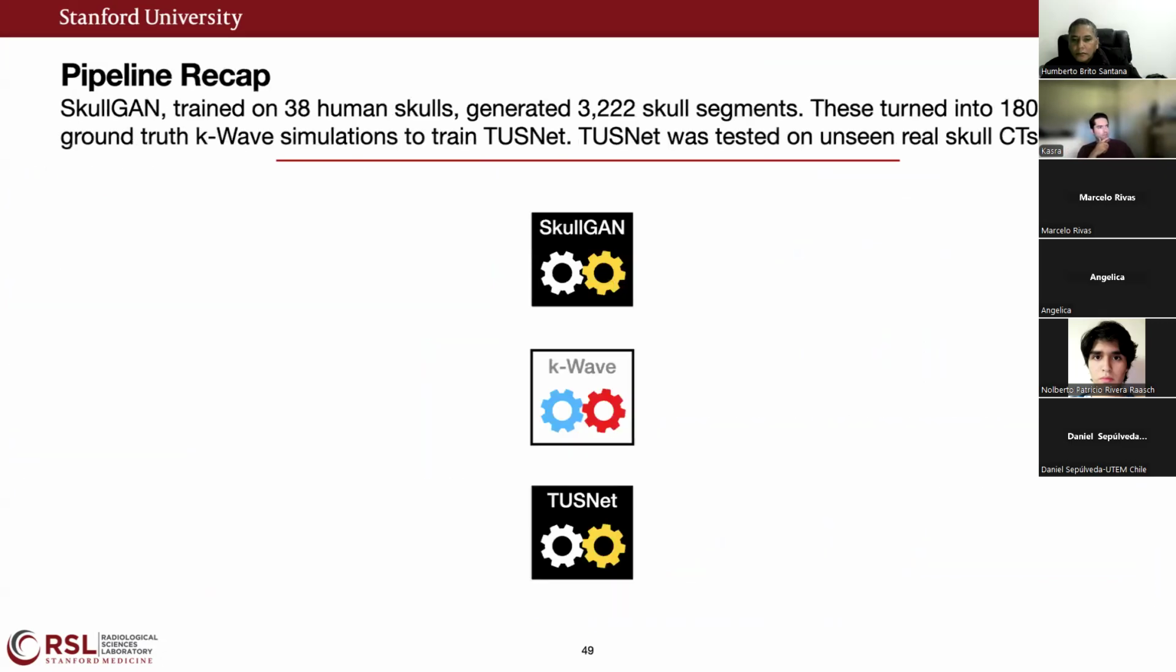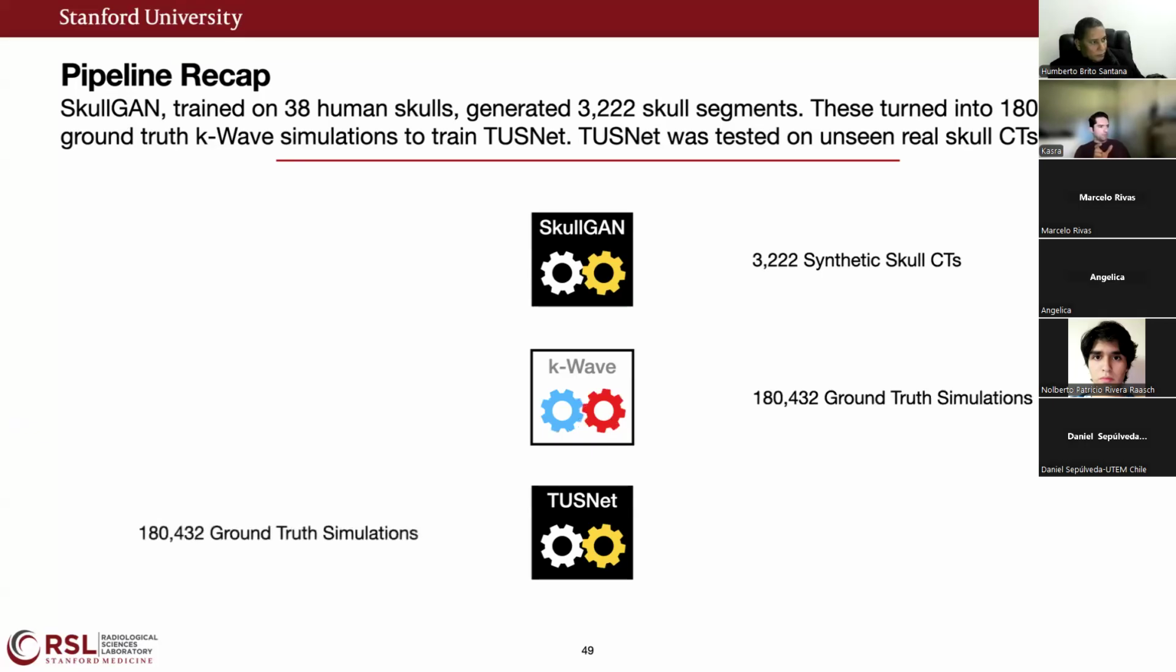Now, before I show the final results, let's just do a recap of how we got here. So first, we said we needed to have a lot of skull CTs, and we didn't have that many real ones. So we used the 38 real skull CTs that we had to train SkullGAN. And from SkullGAN, we were able to generate 3,200 synthetic skull CTs. For each of those, we simulated 56 different targets using K-wave. So that gave us these 180,000 ground truth simulations. We used the 180,000 ground truth simulations to train TUSNet, right? So at this point, up until this slide, TUSNet is now trained.